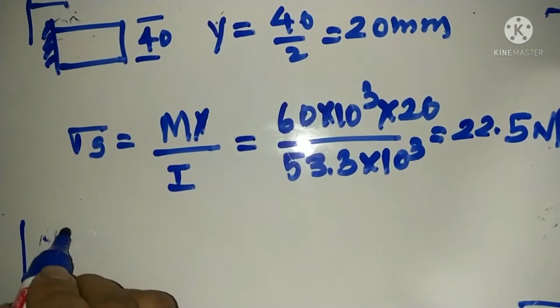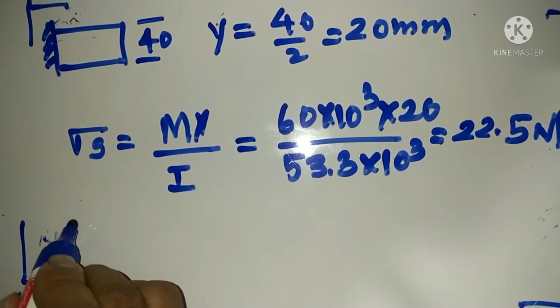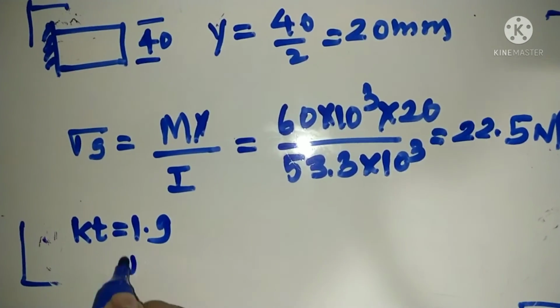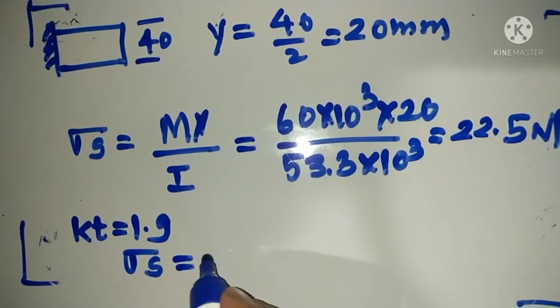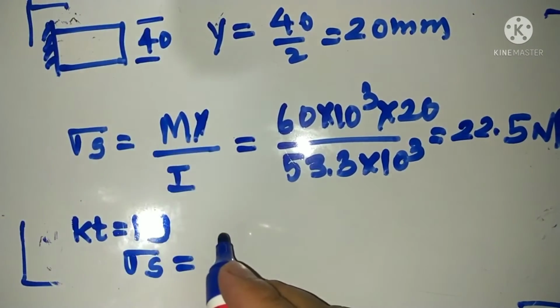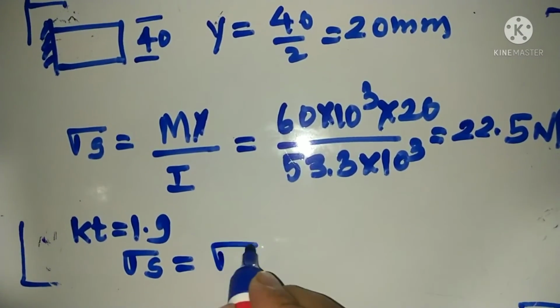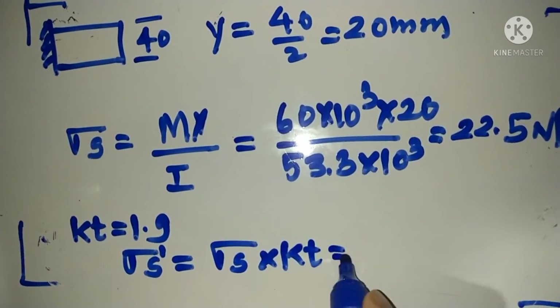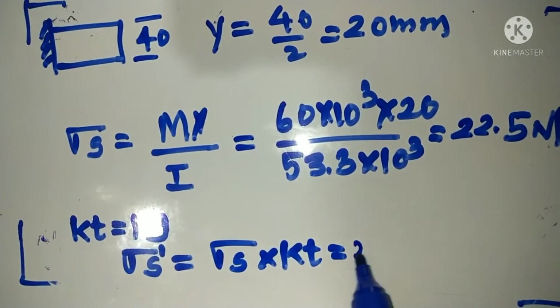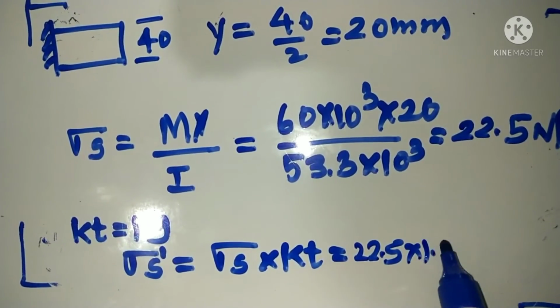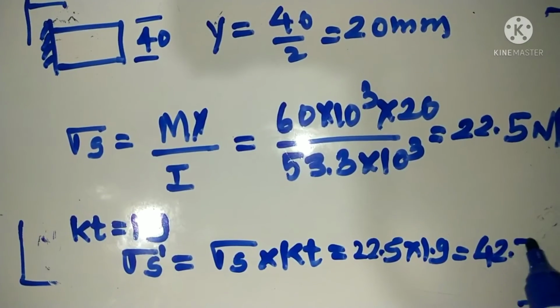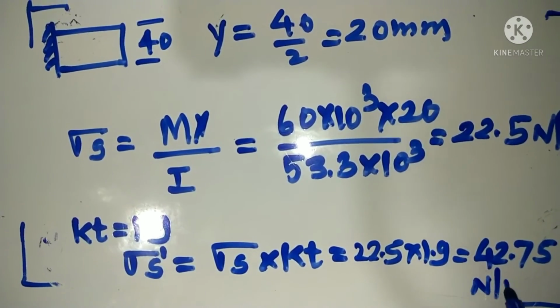But here we have to consider the stress correction factor, and we will get it from the design data handbook. For this kind of diagram, it is 1.9. So multiply the obtained stress with 1.9. We will get the new value of stress, that is 42.75 Newton per mm square.